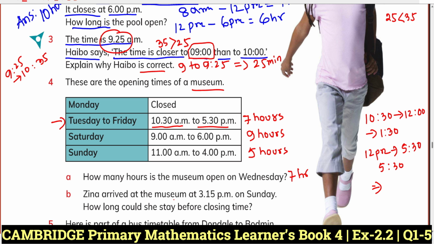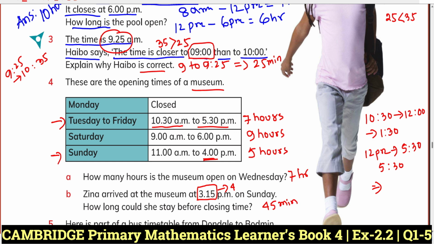Genia arrived at the museum at 3:15 p.m. on Sunday. Sunday, it's open until 4 p.m. How long could she stay before closing time? So from 3:15 up to 4, it's only 45 minutes.